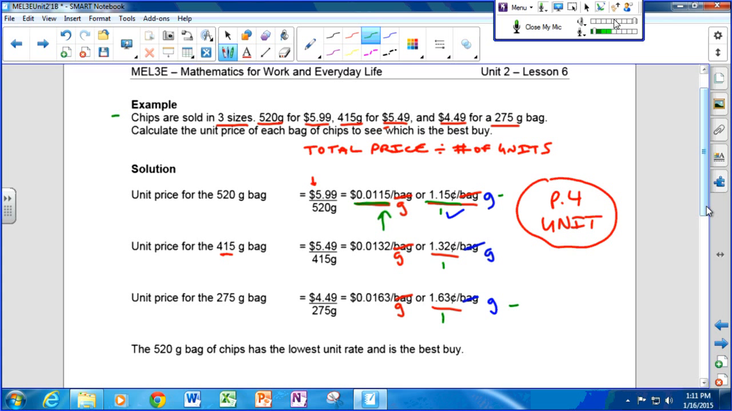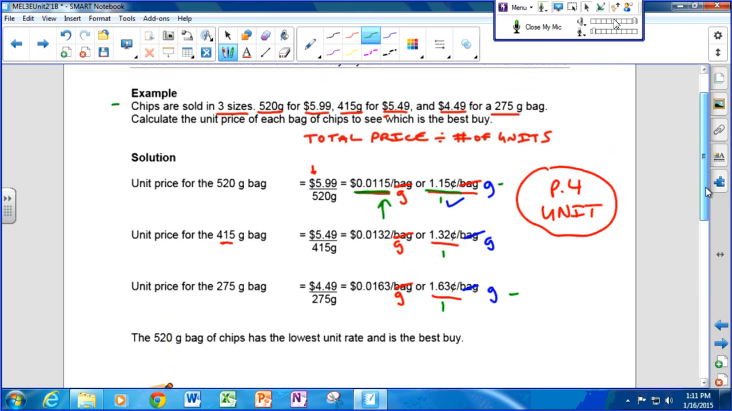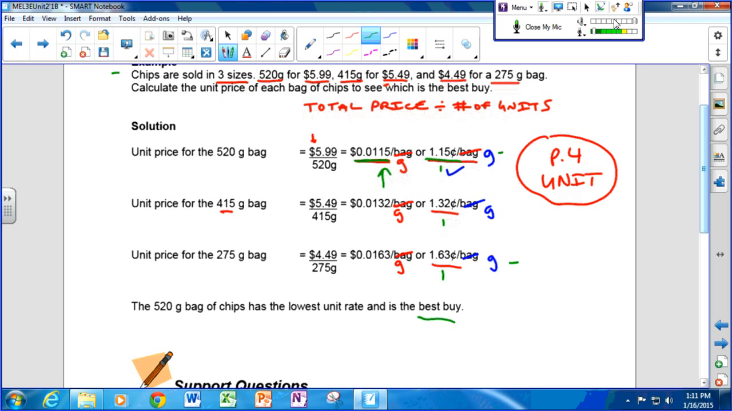So then you have to ask, is it worth it? Of course, the best price is always going to be the lowest unit price, but is it really worth walking out of the store with 20 little bags of chips when really you just wanted a couple of big bags? Okay, and that's the sort of other question you have to ask. But the best buy will always be the lowest unit price.